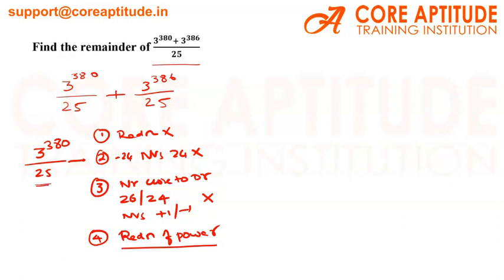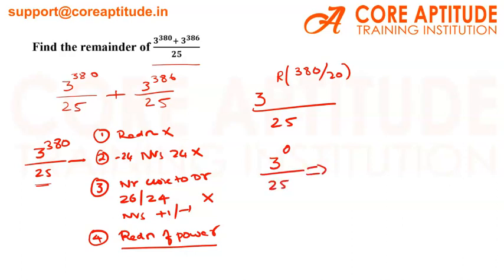The number of co-primes for 25 will be 20. So I can change this power to 3 to the power remainder of 380 divided by 20, divided by 25. So I can say it is 3 to the power 0 divided by 25. It is also equivalent to 3 to the power 20 divided by 25, because it repeats for every 20 cycles, the 3 power 20 should be always 1, right?